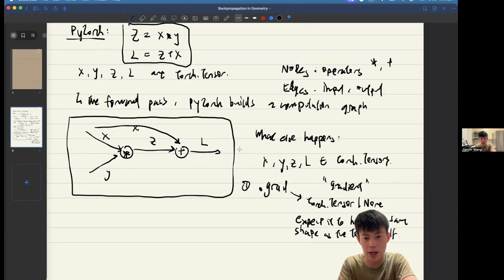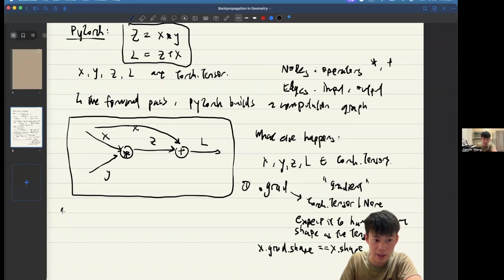We only want to update the weights in our model. So this dot grad is either a tensor or a non-variable. And when it is a tensor, we expect it to have the same shape as the tensor itself. In other words, if I call x.grad, I would expect x.grad.shape to be equal to x.shape, provided that x.grad is not a None. This allows us to update x. You can imagine x here as a weight in the neural network.